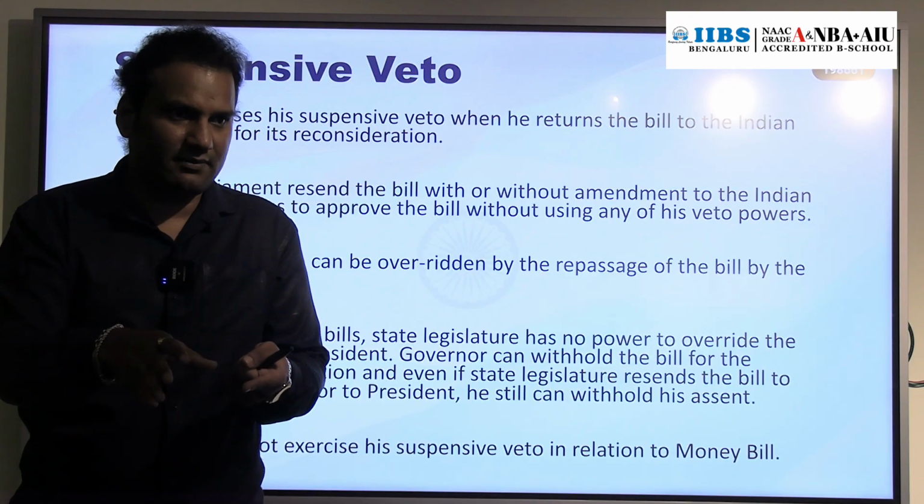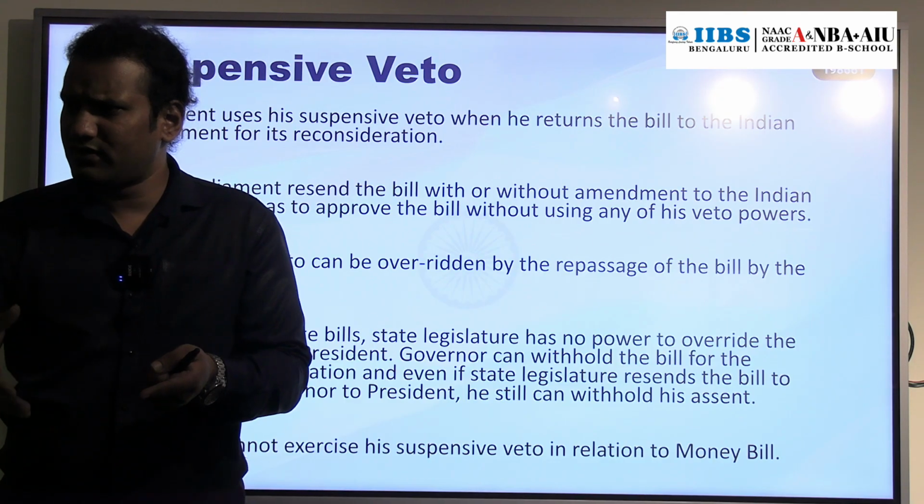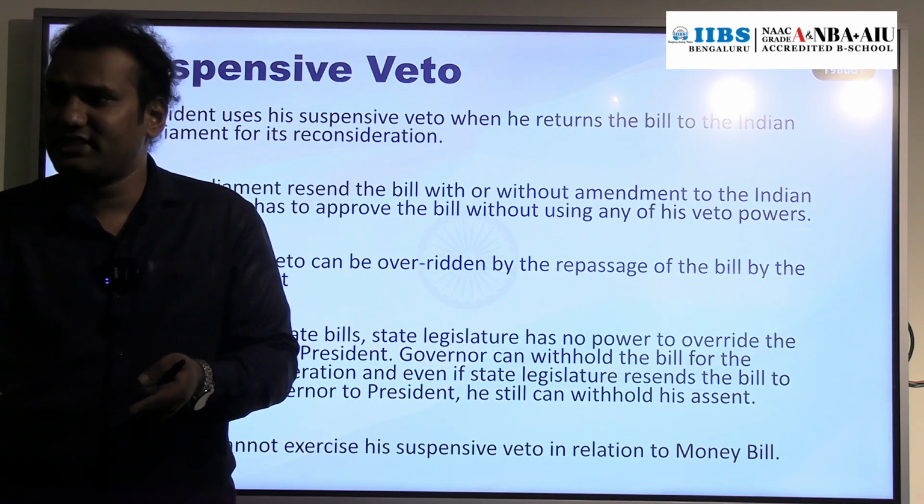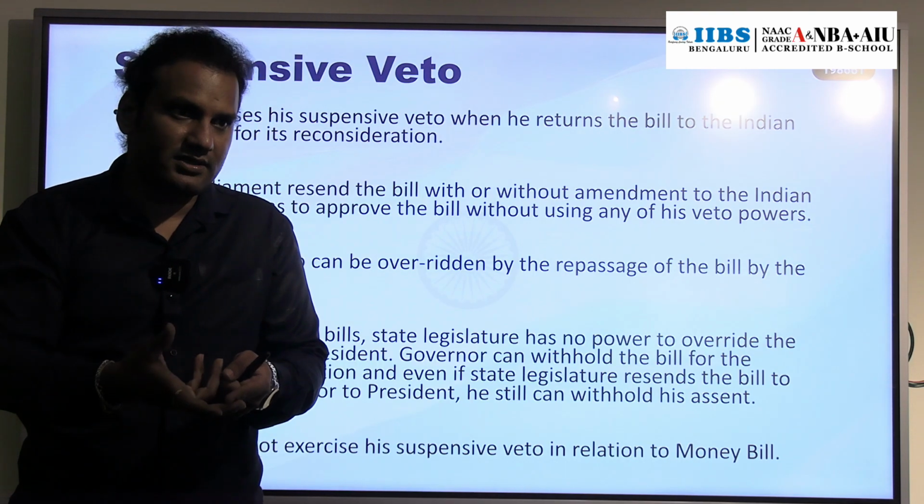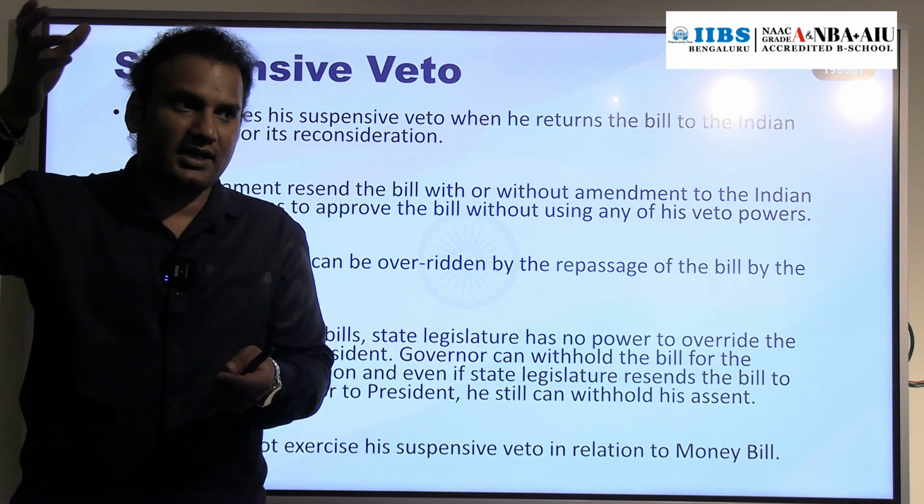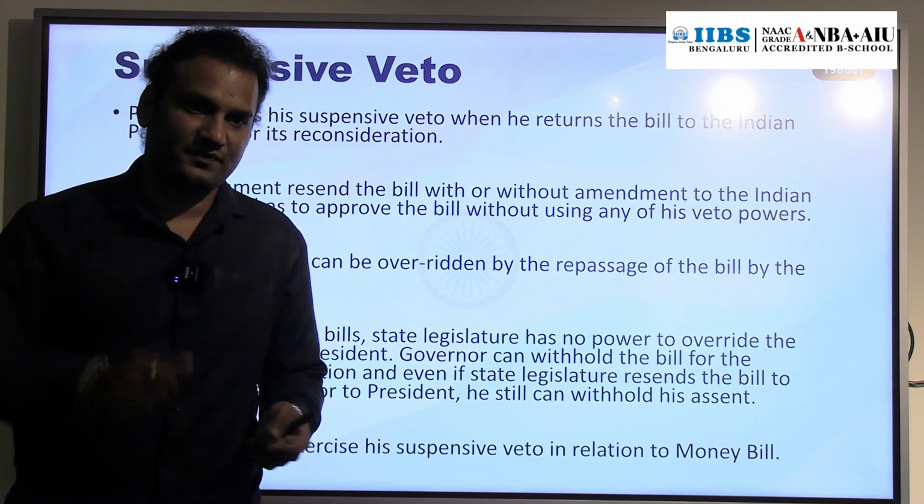If they pass the bill without changes and repass it, that means the second time they pass, no? If the second time both houses of the parliament pass the bill, with changes or without changes, it will go to the president. Then the second time it is mandatory for the president to give the assent.